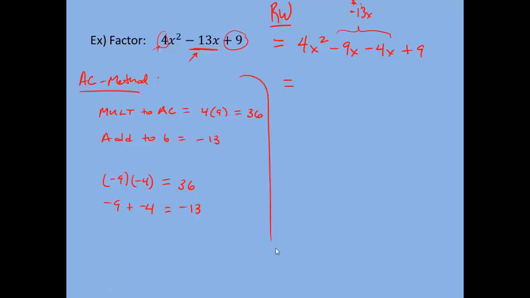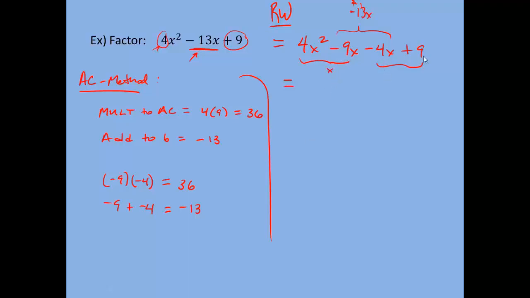Once we've done that, now we're ready. We have 4 terms. We're ready to factor by grouping. And you want to take out a GCF from each group. From the first group of 2, we got 4x squared minus 9x. Well, the 4 and the 9 don't have any common factors, but x squared and x have an x in common, so we're going to factor an x out of those.